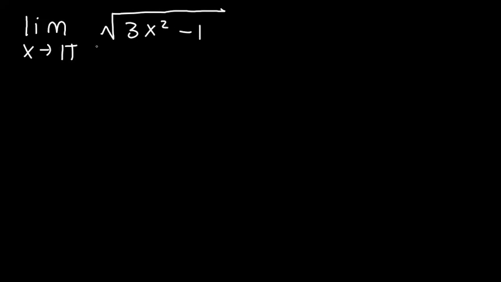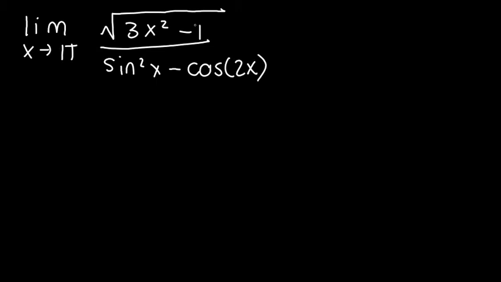So let's look at the first problem. We have the limit as x approaches pi of the quantity the square root of 3x squared minus 1, all over sine squared x minus cosine of 2x. Now you might see here, oh, why should we wait for getting to our 0 over 0? We should just calculate some things and simplify. But wait, let's first plug in our values.